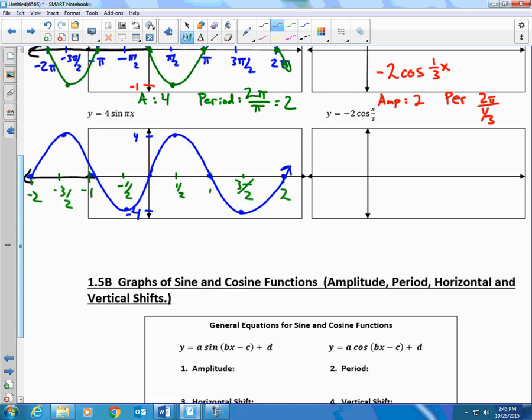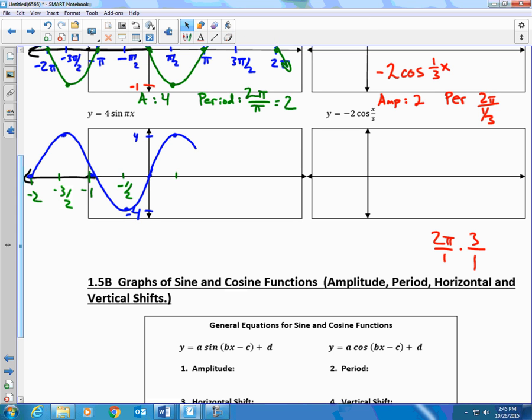If you want to divide that, you have to divide fractions. How do you divide fractions? So it's 2 pi over 1. Instead of divided by 1/3, it's times 3 over 1. What's 2 pi times 3? 6 pi. So I mark out 6 pi. What's half of 6 pi? 3 pi. What's half of 3 pi? 3 pi over 2.